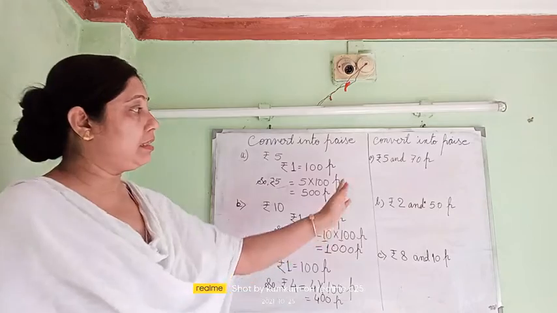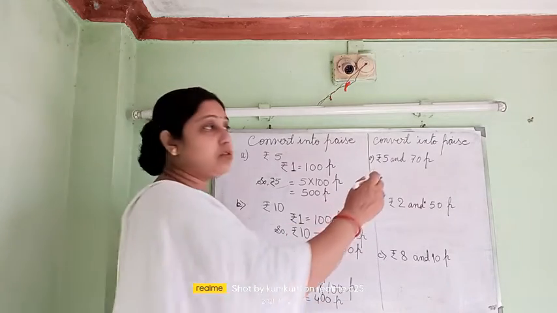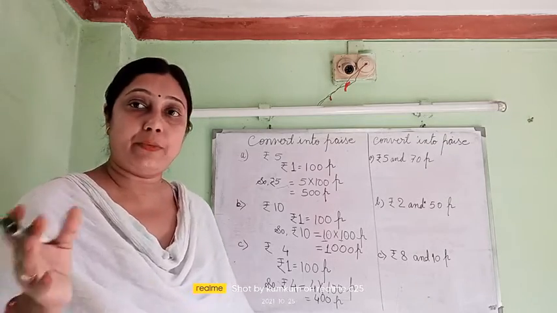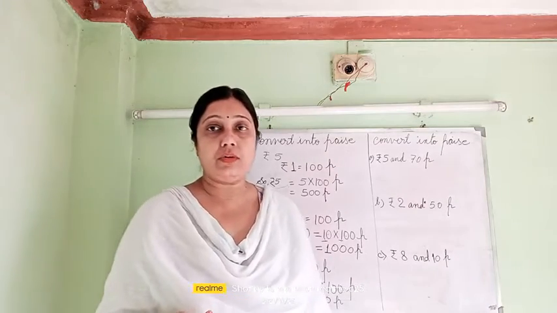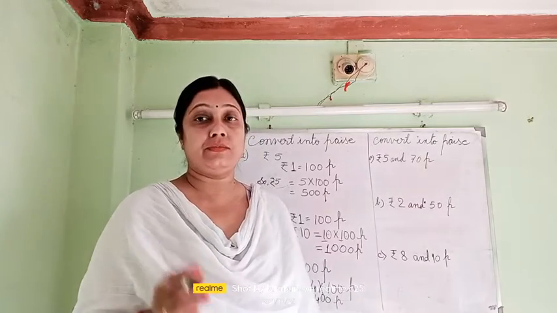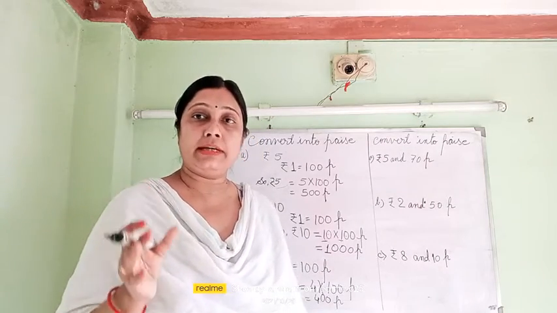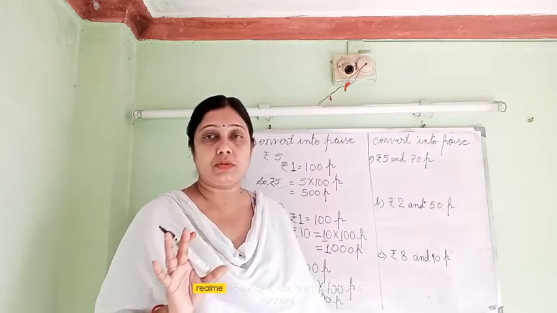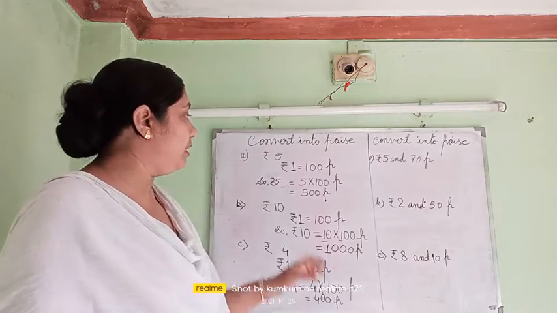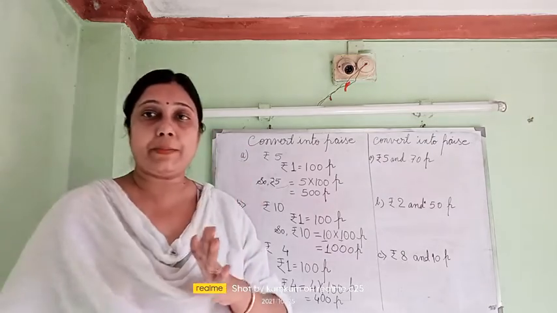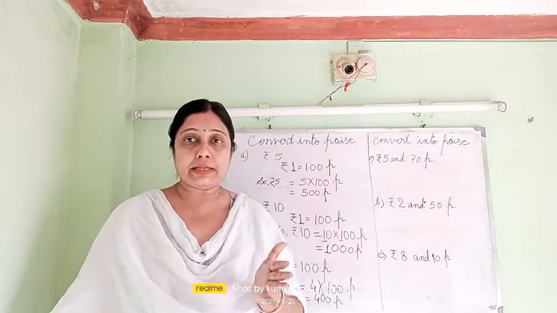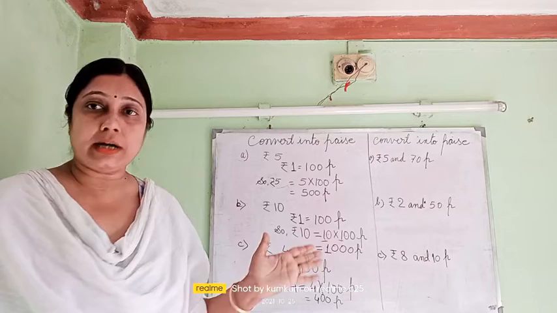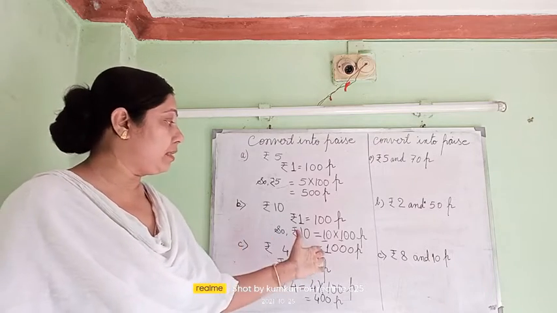Now on the other side you can see I have written here it is also convert into paise, but there rupees and paise both are given. So what you have to do, first you have to convert rupees into paise, and the paise already given in the question, you have to add it, nothing more than that. So till now we have learned that 1 rupee equal to 100 paise, 2 rupees equal to 200 paise, 3 rupees equal to 300 paise, likewise 4 rupees equal to 400 paise, 10 rupees equal to 1000 paise.